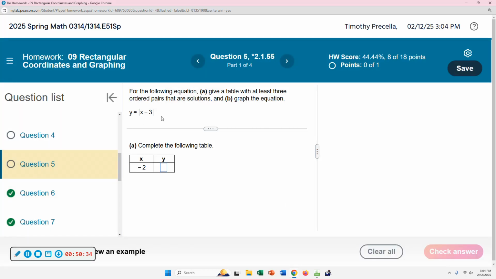Look at the absolute value equation, y equals the absolute value of x minus 3. What would you have to plug in there for x to make the inside stuff be 0? What x value would make that inside stuff equal 0? 3. So the vertex is going to occur at the ordered pair where x is equal to 3. Come back to my paper and I'm going to write that down.